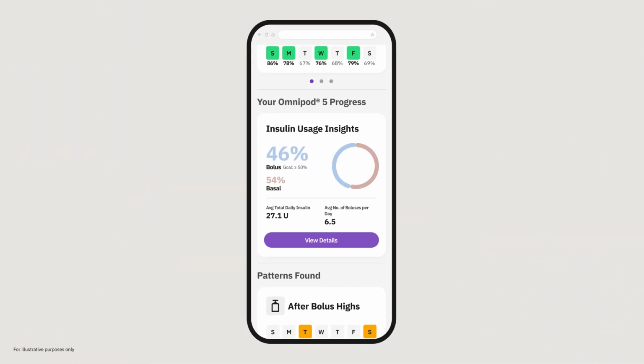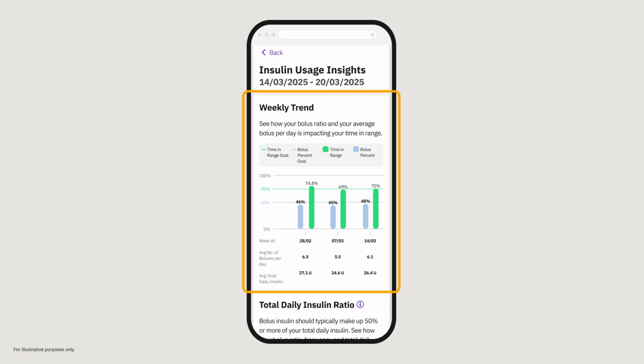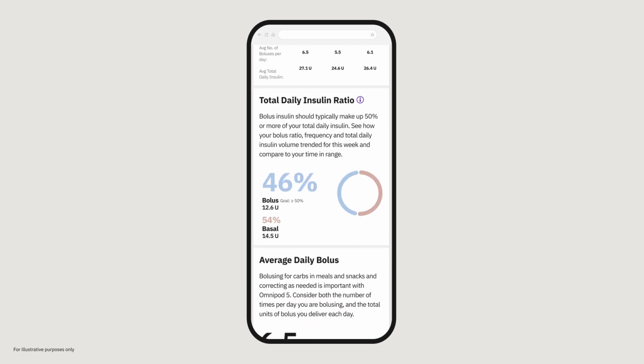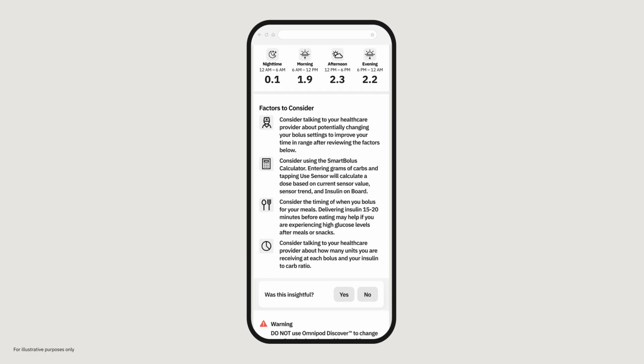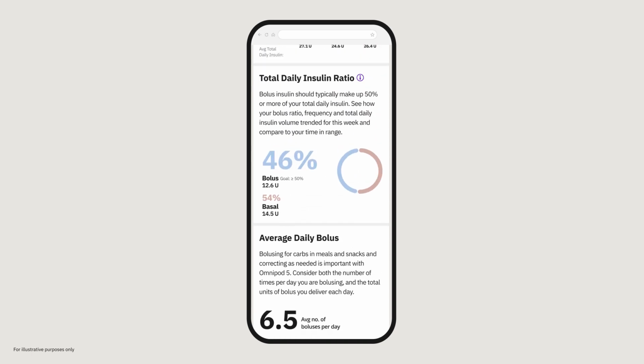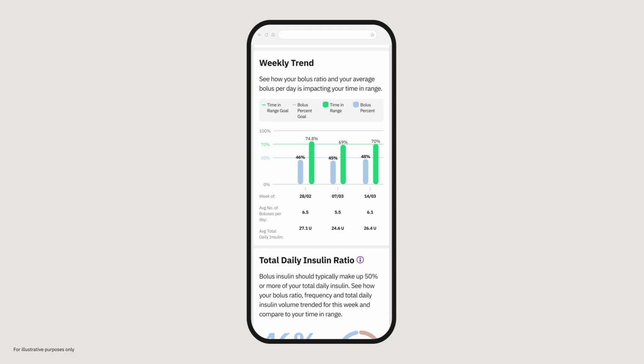Moving beyond the summary, you'll see Omnipod 5 progress. If there is enough data from the week, you'll see the insulin usage insights. This insight will highlight the percentage of insulin used as basal versus bolus. When tapping on View Details, you can get a detailed breakdown of your weekly trend, total daily insulin ratio, average daily bolus, and factors to consider. Viewing this complete set of insulin information helps you see how your bolus ratio and average bolus per day may be affecting your time in range.